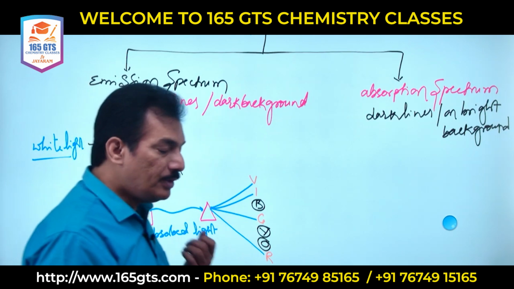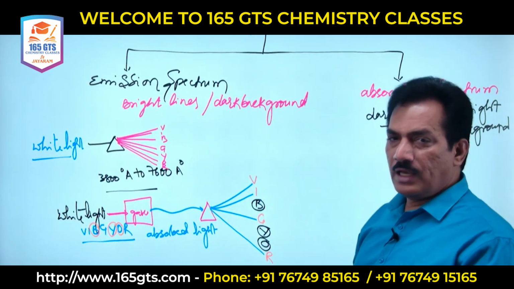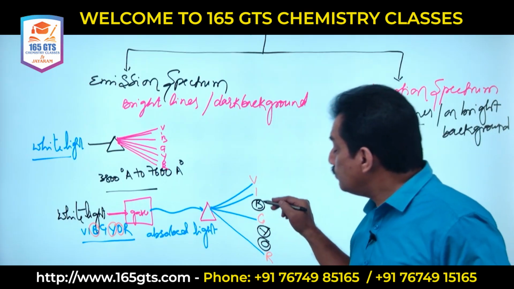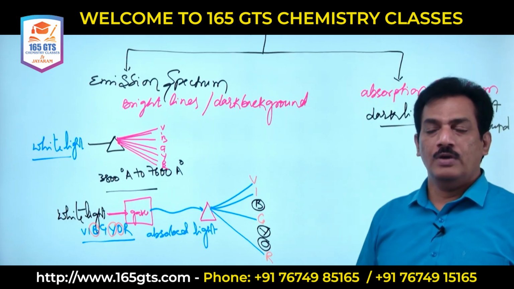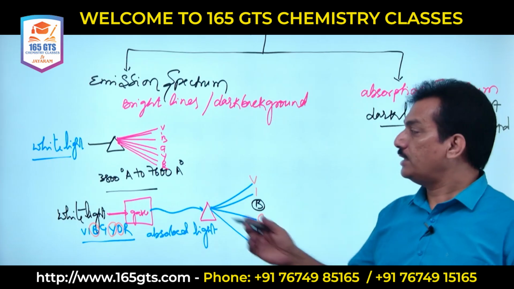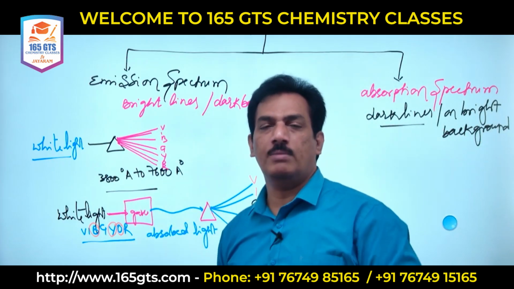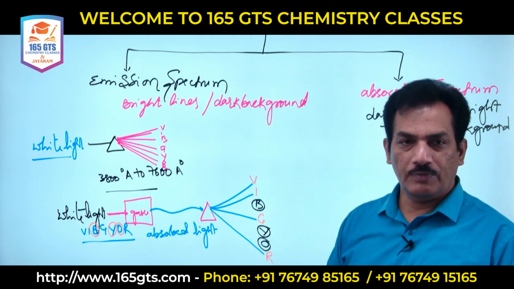The missing ones will be observed as dark lines. When light is not there, automatically darkness will be there. So like that, these missing lines we can observe as dark lines. When they are missing, there is no light. But here, all the lines are present, thereby creating brightness. I think you are able to understand the difference.